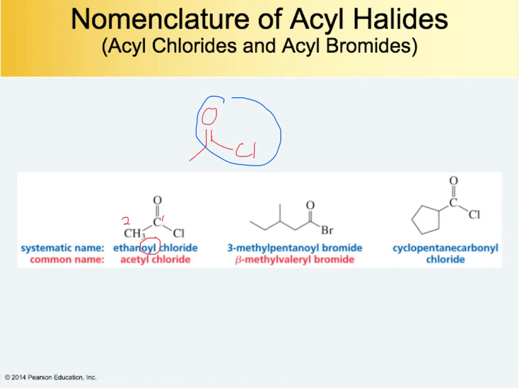Again, if it's a bromide, it's a bromide. So 1, 2, 3, 4, 5. So it's pentanoyl for 5, oyl, bromide, and there's a 3-methyl off of it. If you have a ring, again, cyclopentane carbonyl chloride. Right? Usually I don't have people name a lot of these, but just so you recognize them if you see them.